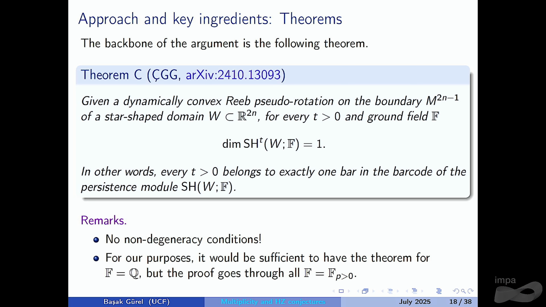Now again, for our purposes, it would be fine to have this theorem for Q, but in fact, the proof has to go through positive characteristics. And then you get the result for every F through the universal coefficient theorem, basically. So this is the main result.